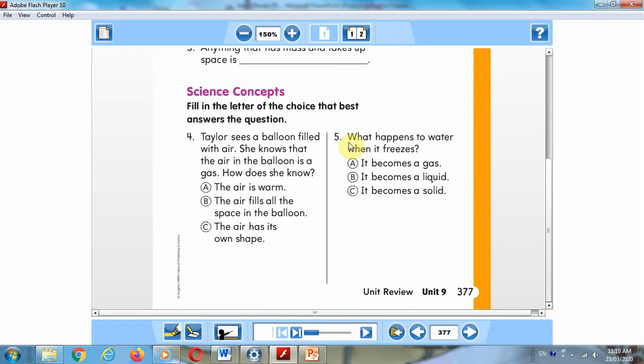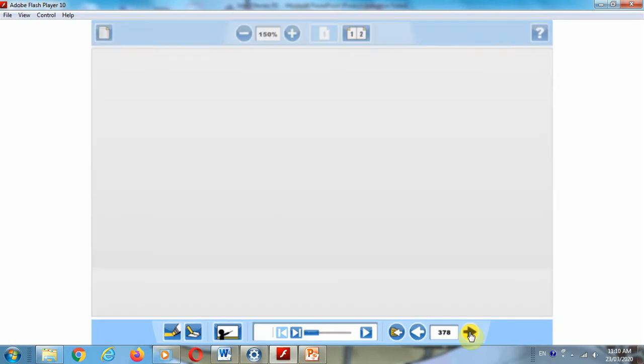Number 5. What happens to water when it freezes? It becomes a gas, it becomes a liquid, it becomes a solid. Freezing is the change of matter from liquid to solid. So the water will become a solid. So the best answer is C. Please write the date at the top of both pages.